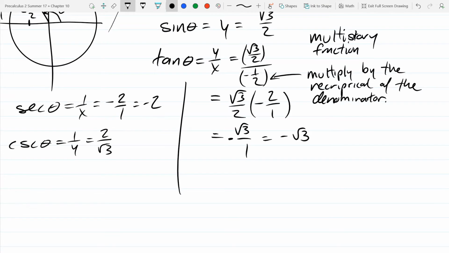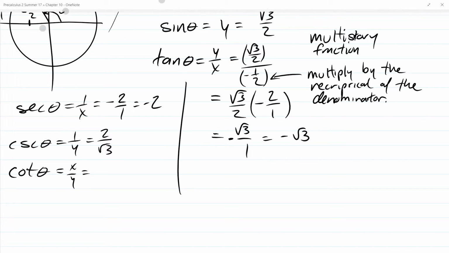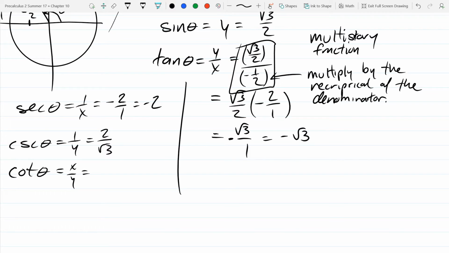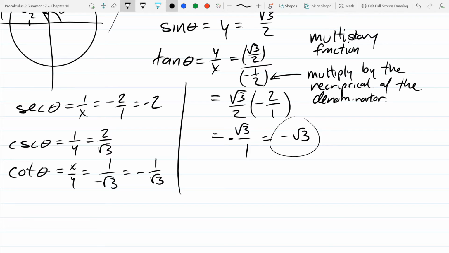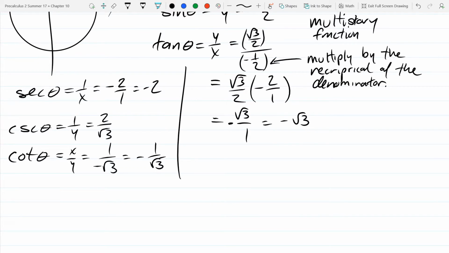And last up, cotangent's the reciprocal, x over y. I could copy this down, except flip the numerator and denominator, or why don't we just use this guy right here? So there's our 6 values.